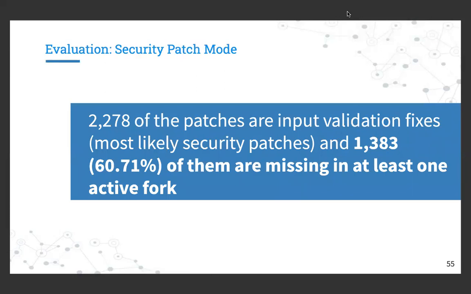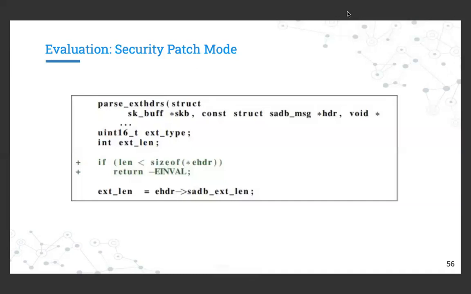And we also ran Spider in security patch mode, where the patch, along with being safe, should also satisfy certain patterns common to security patches. Upon manual inspection, we identified that close to 2,000 of these patches are actually security patches, and they do not have a CVE number. Furthermore, close to 1,000 of these patches are missing in at least one active fork. This means there are close to 1,000 security vulnerabilities ready to be exploited in various vendor repositories. And this is an example of a patch made to the Linux kernel, which is a security patch and does not have a CVE number.